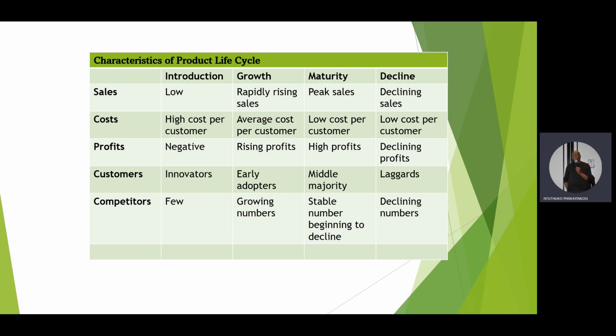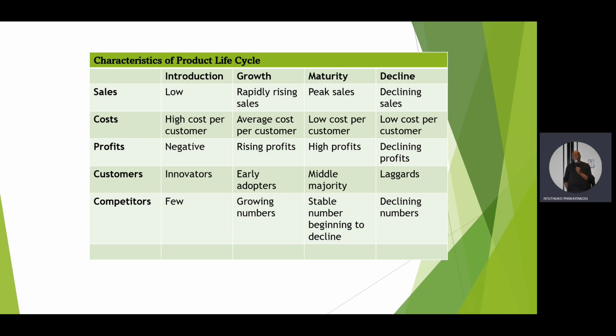And then under maturity, you're going to get the majority. Now the majority of people are well aware of your product, and now they are using your product. They want to appear as cool. They want to get that status. Oh, you're cool, you're owning this. And also the standard of living does apply under maturity.